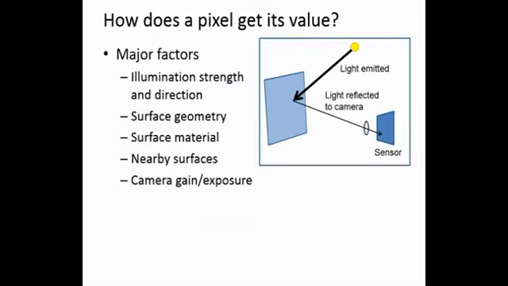There are a lot of different factors that determine the pixel intensity. One is the illumination strength. If you've got a bright light, then you'll get more light coming into the camera. Then there's the surface geometry: surfaces facing the light will reflect more light than surfaces that aren't. Surface material: if something's a dark material, it won't reflect as much light. Nearby surfaces with inner reflections, and camera gain and exposure. So there are many different factors that contribute to the intensity.